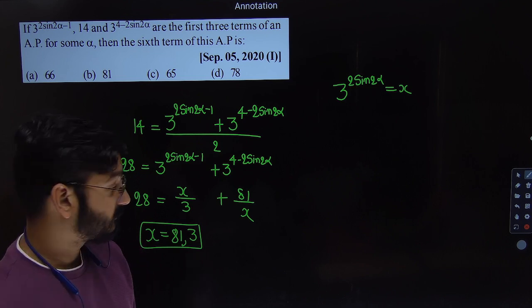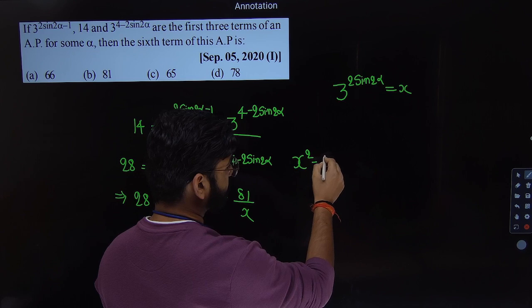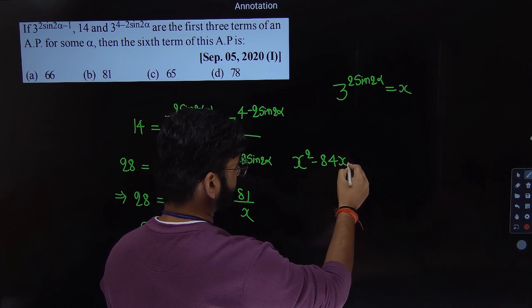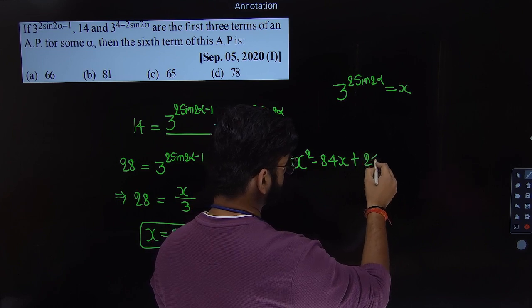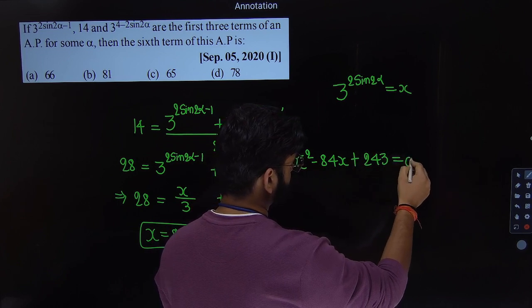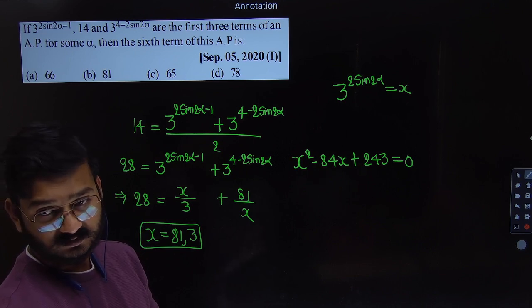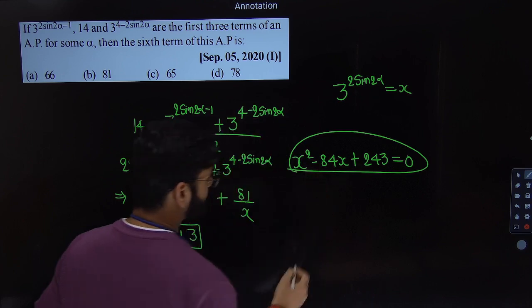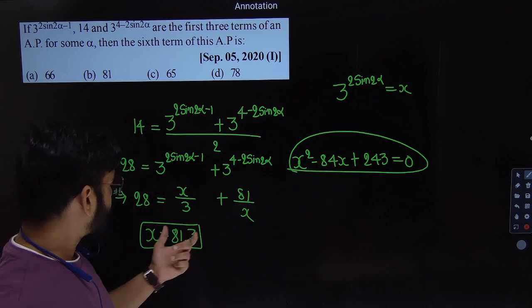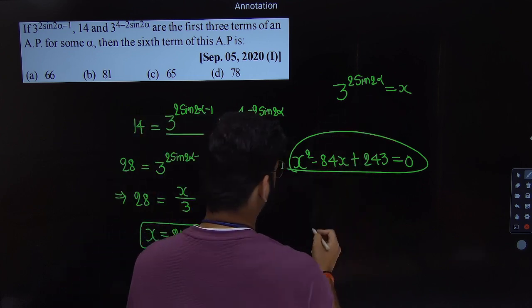Splitting the term. X square minus 84x. What is the equation? 81 into 3 is 243. This is the quadratic equation. When you solve the quadratic equation, x will be 81 and 3. Now, see on the board.